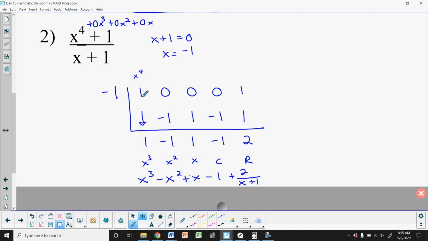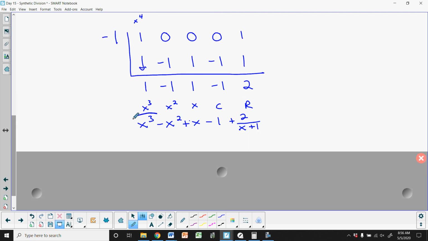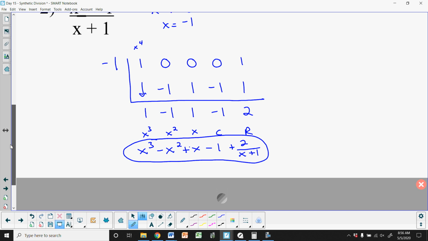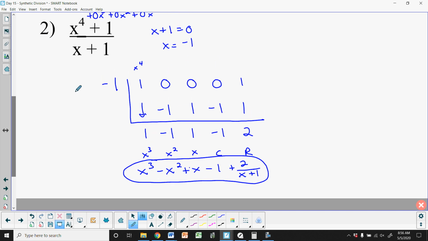Great, so notice that it's bring down the number, multiply, add, multiply, add, multiply, add, multiply, add. And then so it's really just bring down the number, multiply, add, and then repeat until you get to the end. So then our final answer there was x cubed minus x squared plus x minus 1 plus 2 over x plus 1. Now, someone might say, well, long division might be faster than this one. So what happens if we did long division with this one?